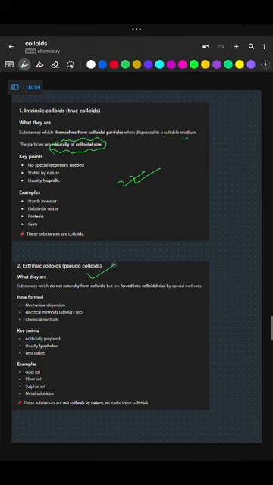But extrinsic colloids, which are also known as pseudocolloids, cannot be formed directly. These particles are forced into colloidal size by special methods. We'll see how it happens. There are mechanical dispersion, electrical methods, which is Bredig's arc method, which is very famous, and chemical methods as well. This way, you create extrinsic colloids, which are artificially prepared. The examples here are very clearly given. You can memorize them from here.